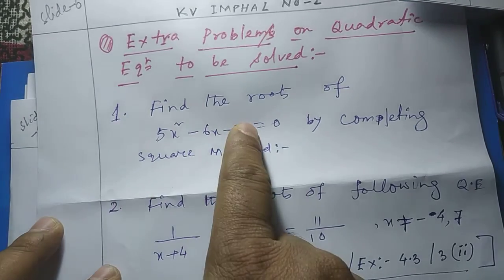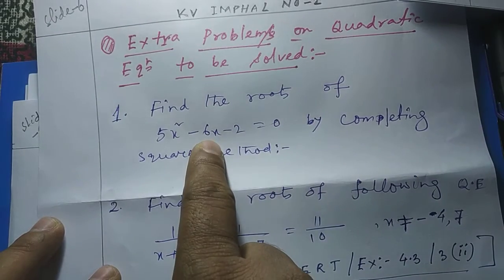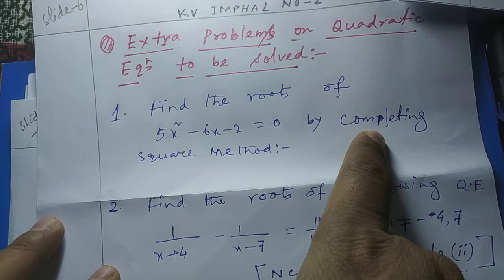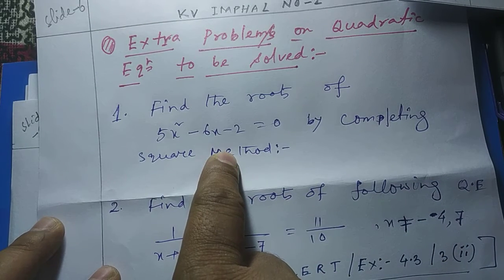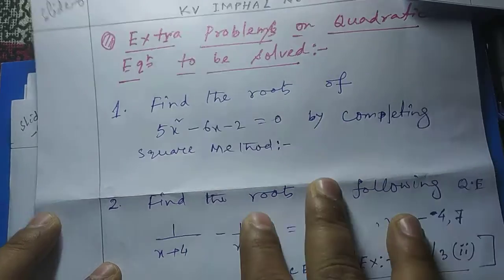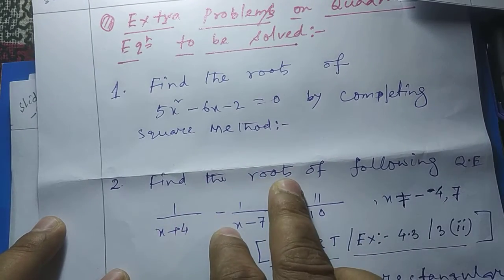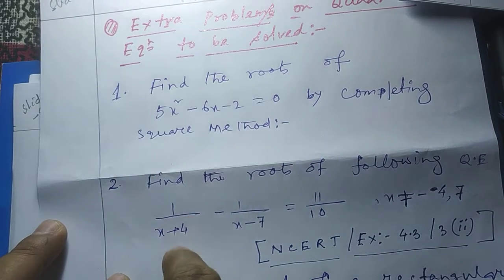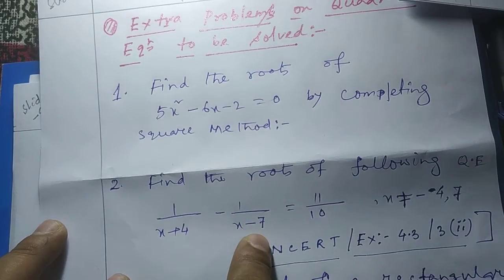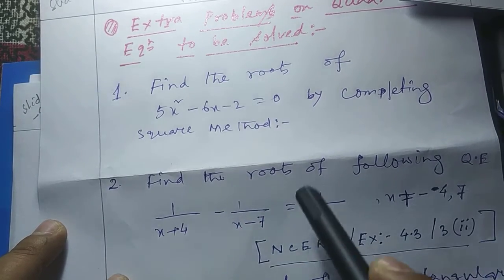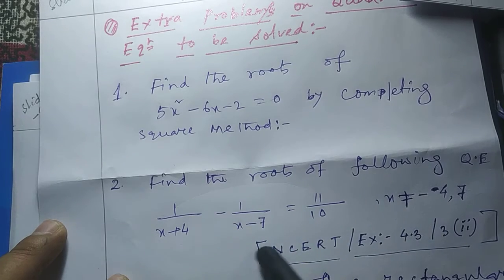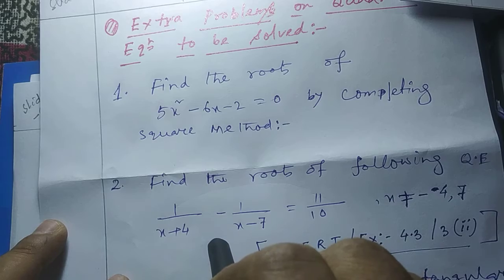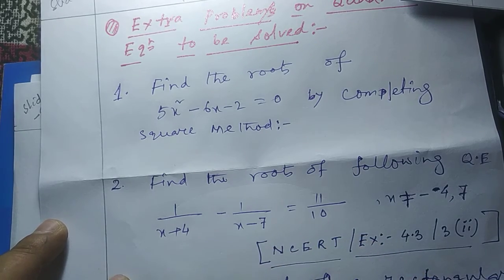The first question is: find the roots of 5x square minus 6x minus 2 equal to 0 by the completing square method. So here we have to apply the completing square method to find the roots. The second one is: find the roots of the following quadratic equation, 1 by x plus 4 minus 1 by x minus 7 equal to 11 by 10. No particular method is mentioned here, so you can follow any method of your own.